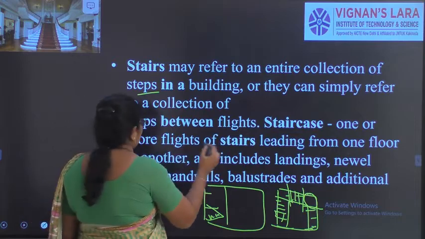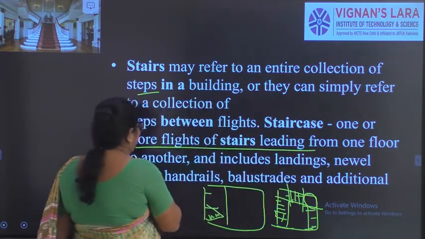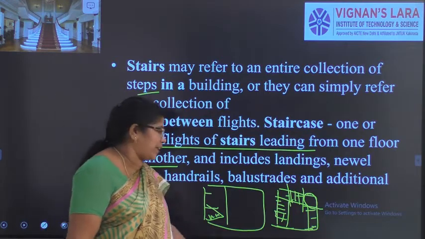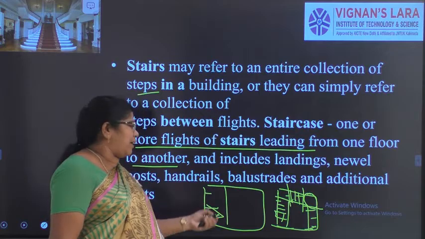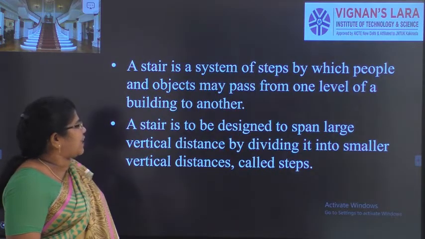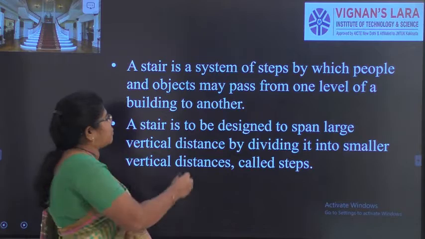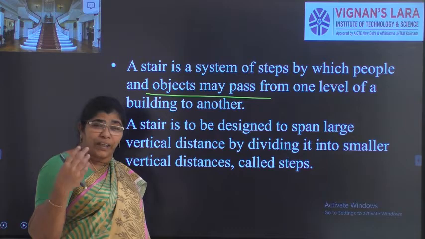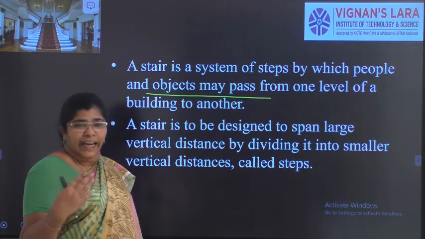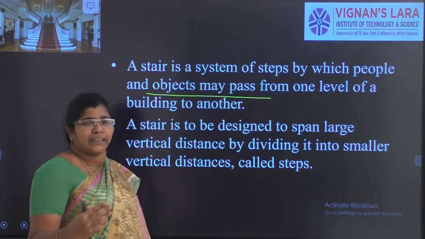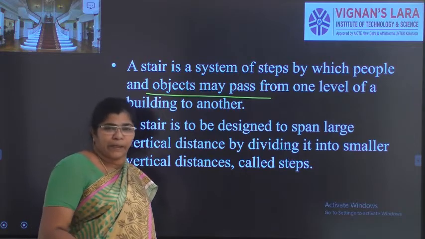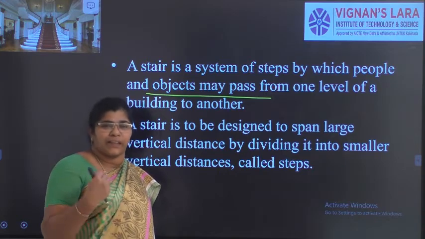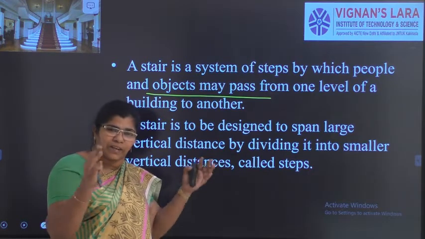Okay. So a staircase is one or more flights of stairs leading from one floor to another, and includes landings, newel posts, handrails, everything. On the side, handrails will be there. I'll tell you all the things, okay? A stair is a system of steps by which people and objects may pass from one level of the building to another level. Though we have so many advances like escalators and lifts, they need power to operate, right? They need some external source to operate.